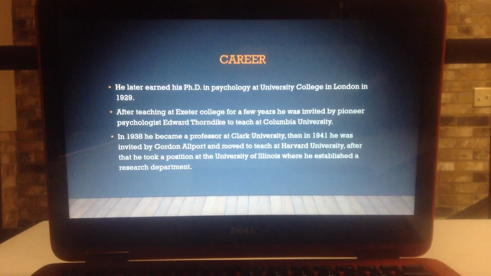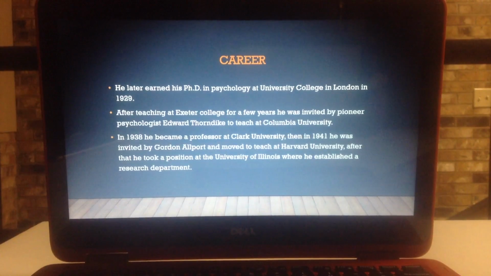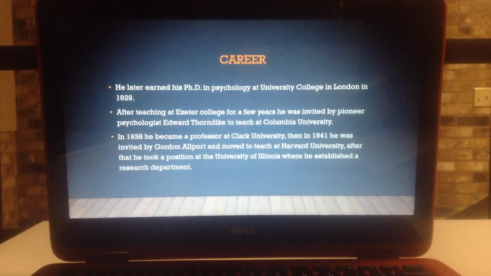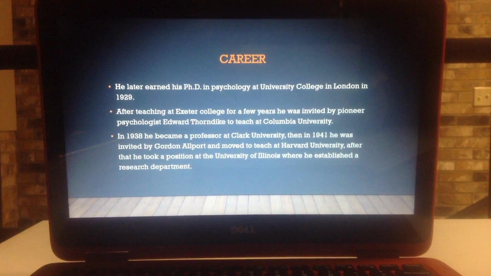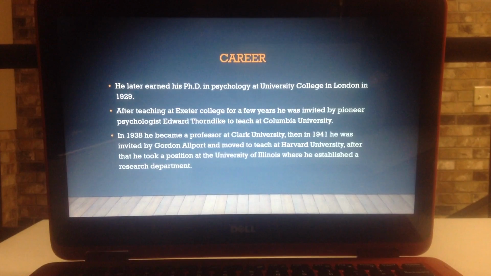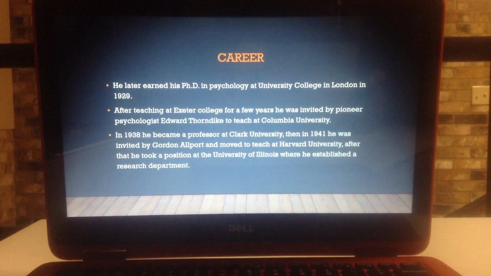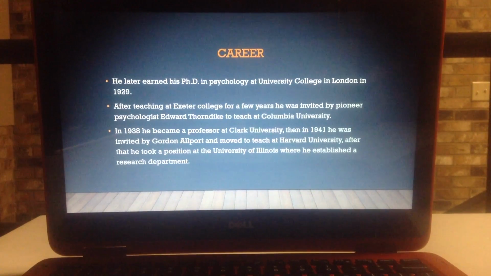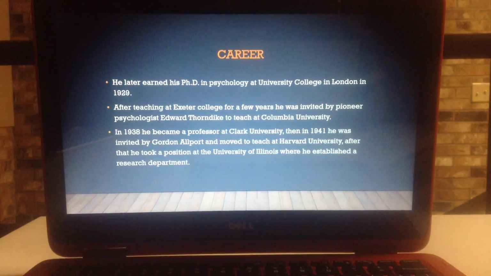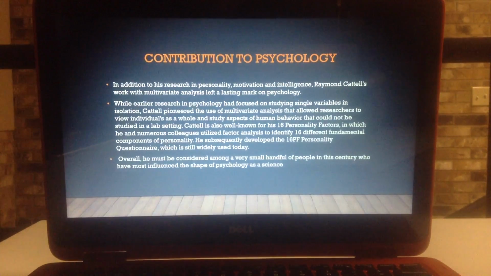Career. He later earned his PhD in psychology at University College in London in 1929. After teaching at Exeter College for a few years, he was invited by pioneer psychologist Edward Thorndike to teach at Columbia University. In 1938, he became a professor at Clark University. Then in 1941, he was invited by Gordon Allport and moved to teach at Harvard University. After that, he took a position at the University of Illinois, where he established a research department.